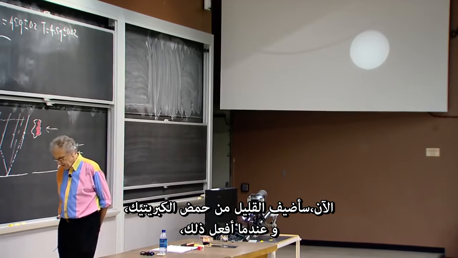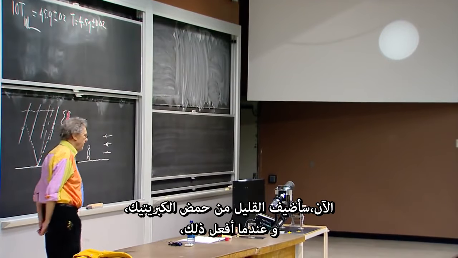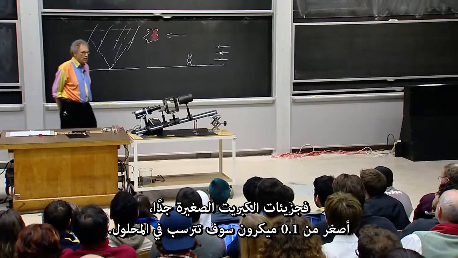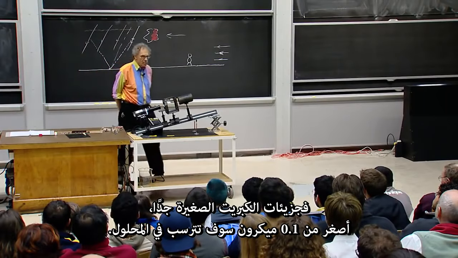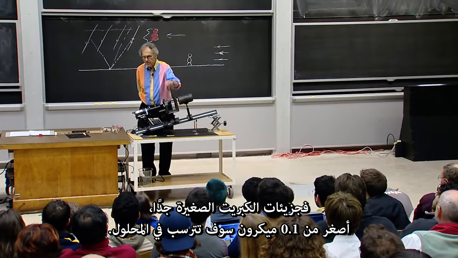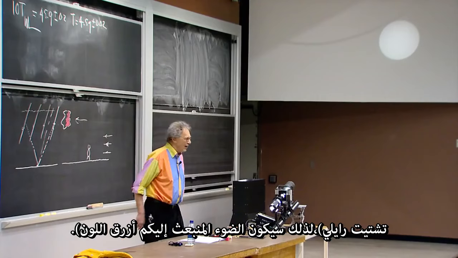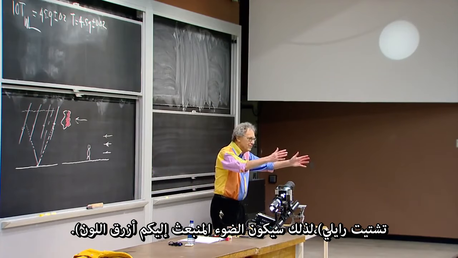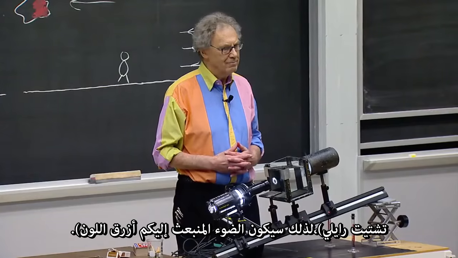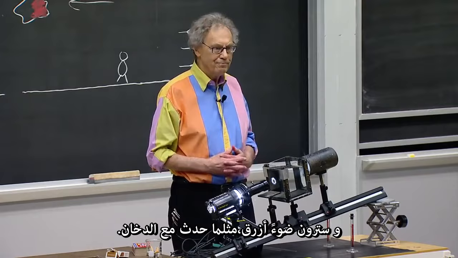Now I'm going to add a little bit of sulfuric acid. And when I do that, very small sulfur particles, smaller than a tenth of a micron, will form in that solution. Rayleigh scattering. And so the light that will come to you is blue. And you will see blue light, just like with the smoke.